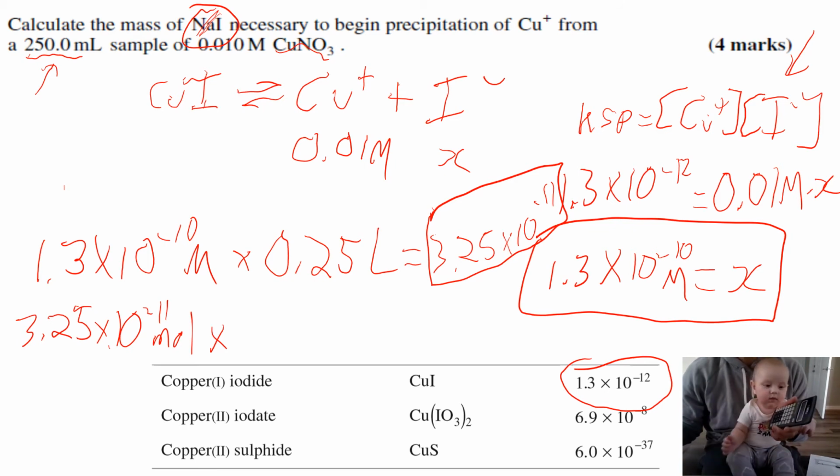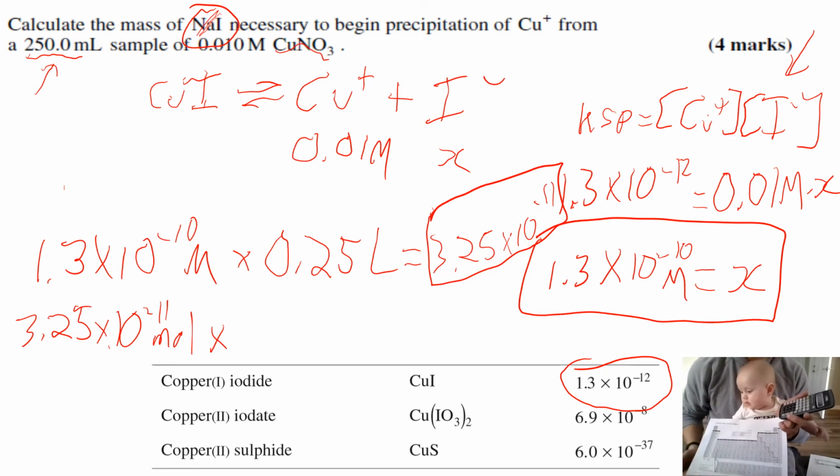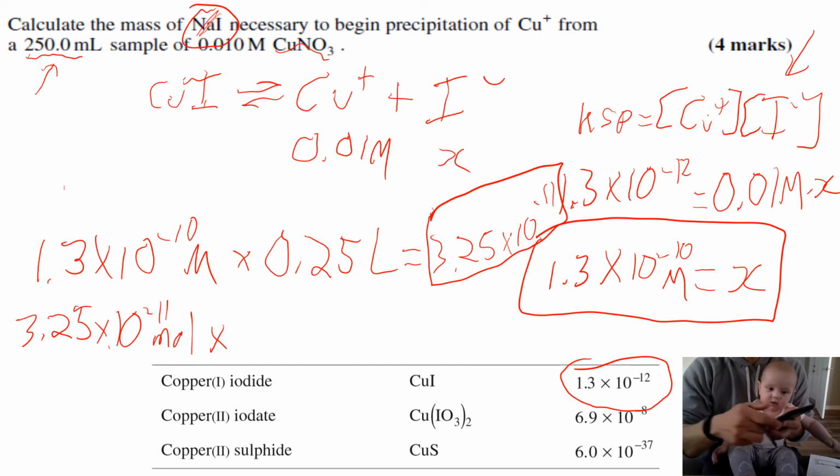So we use our periodic table, like this one. You should have a periodic table. Now, Na molar mass is 23, and I is 126.9, and that's going to equal 149.9.